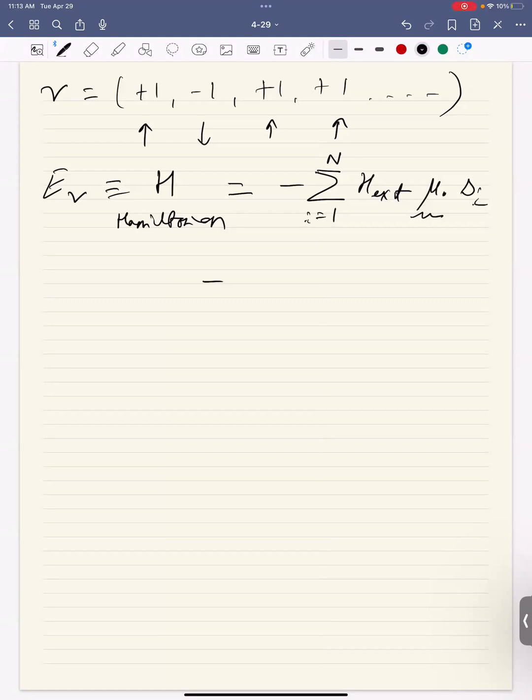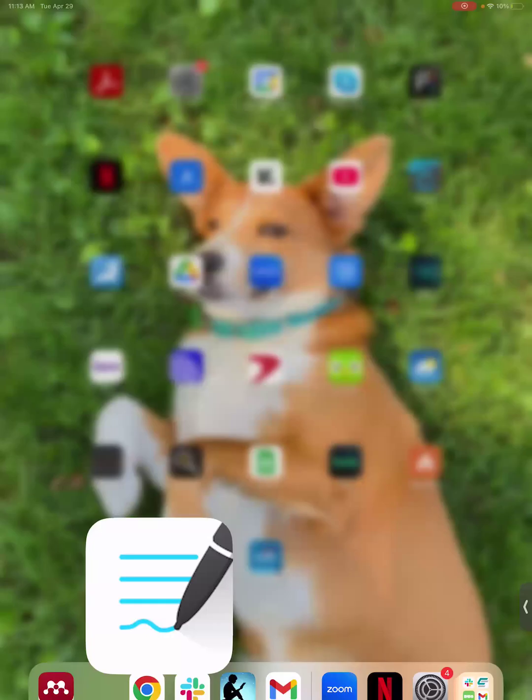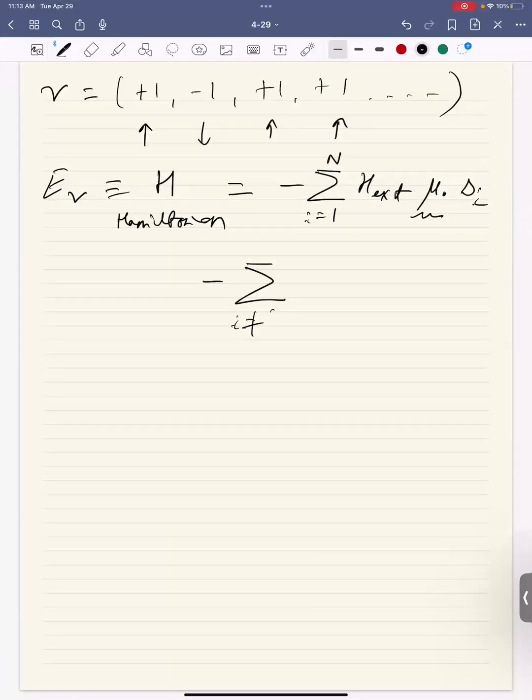Okay, that's the first one. And the second one is, how do spins talk to each other? So here I can write down a most generic interaction term where not just the nearest neighbor talks to each other, but every spin talks to every other spin. Okay, that is something like this.